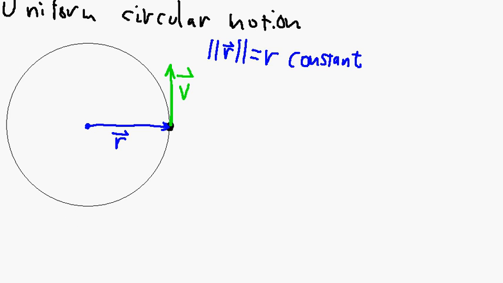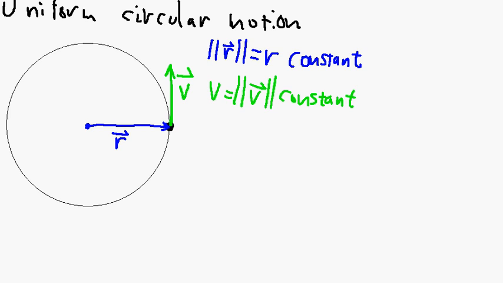And then what do we know about the velocity? Well, we know that the speed, which is the magnitude of the velocity, right? We use scalar v for speed, but it's the magnitude of the velocity vector, is also constant. That's because we're saying it's a uniform circular motion. Okay, so that gives us something to play with.